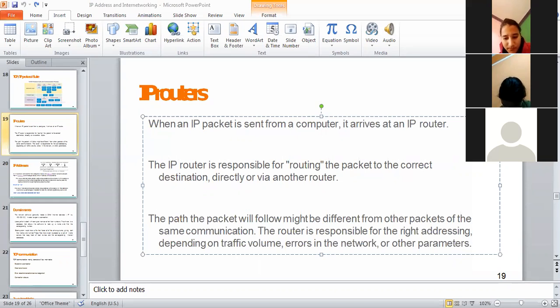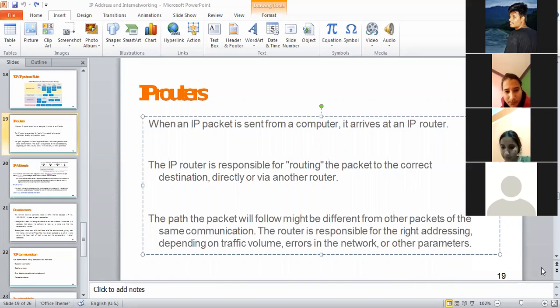Suppose we have multiple routers in any network, right? Definitely, if you are talking about the internet, we have multiple routers connected, and only then are we getting access, right? So this is happening like that. The path the packet will follow might be different from other packets of the same communication. The router is responsible for the right addressing depending on traffic volumes, errors in the network or other parameters. I hope it is clear to all of you.